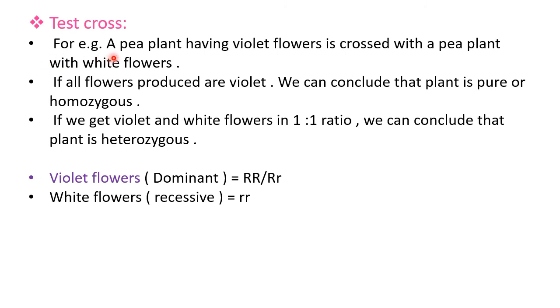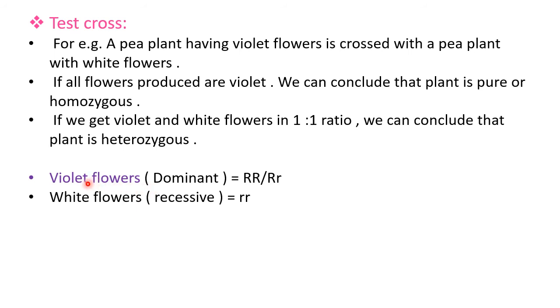For example, a pea plant having violet flowers is crossed with a pea plant with white flowers. If all flowers produced are violet, then we come to the conclusion that the plant is pure, or homozygous. Then if we get violet and white flowers in the ratio 1:1, then we conclude that the plant is heterozygous. Heterozygous means having dissimilar genes.